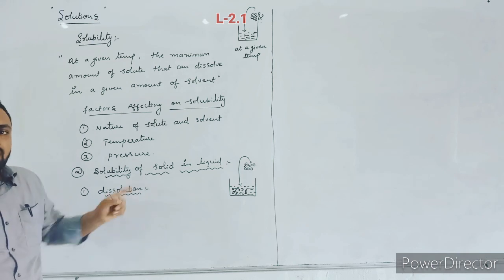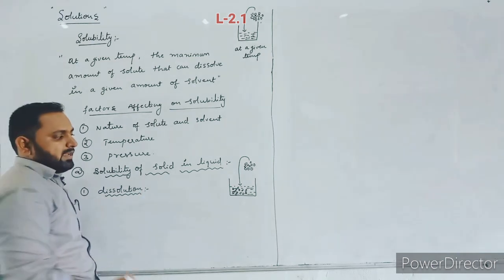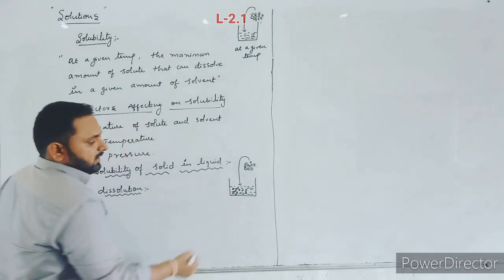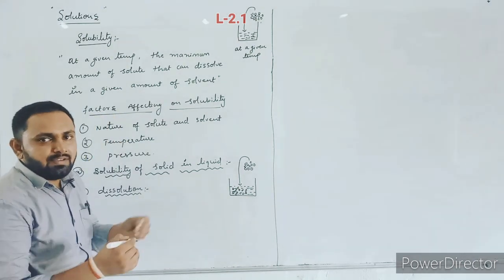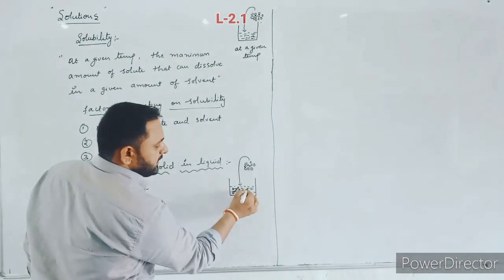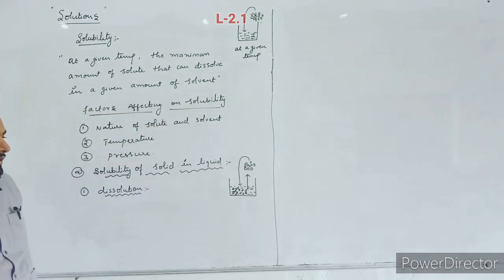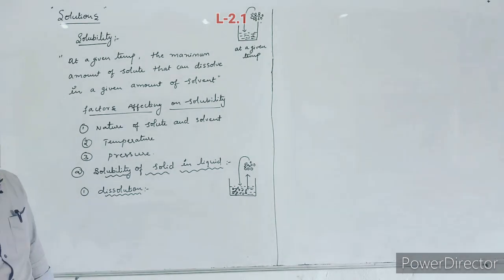Then what is crystallization? After some time, what happens here? Some solute particles in the solution collide with each other and they get separated out from the solution. This is crystallization. These two processes take place simultaneously in the solution.